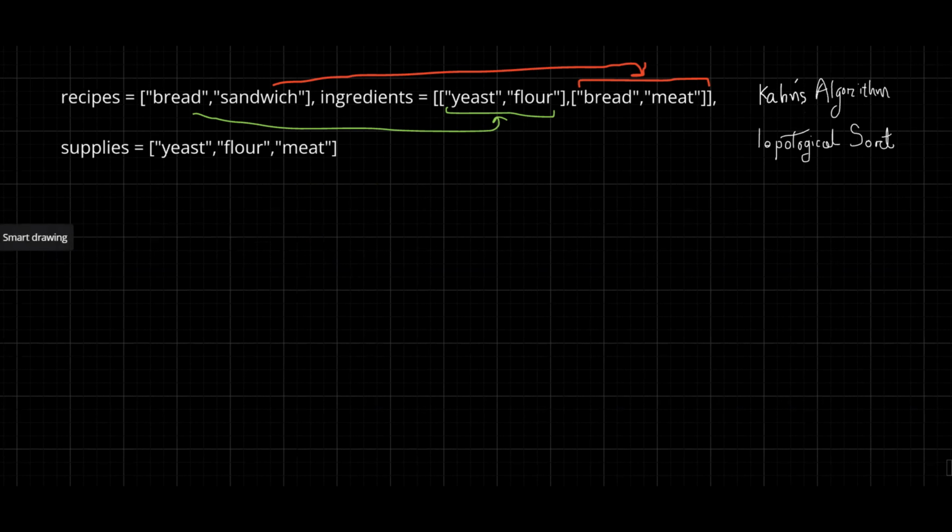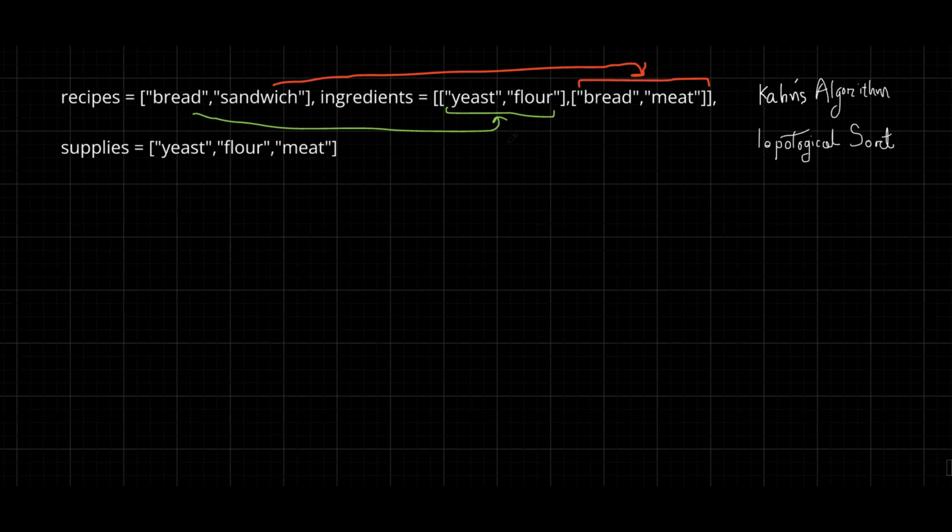Now, to understand the algorithm, we have taken another example. Currently, our recipes have two dishes, which are bread and sandwich. Bread has the ingredients yeast and flour, and to make the sandwich, we need the ingredients bread and meat. Now, our current supplies have yeast, flour, and meat. Now, the question is, how many items can we make?